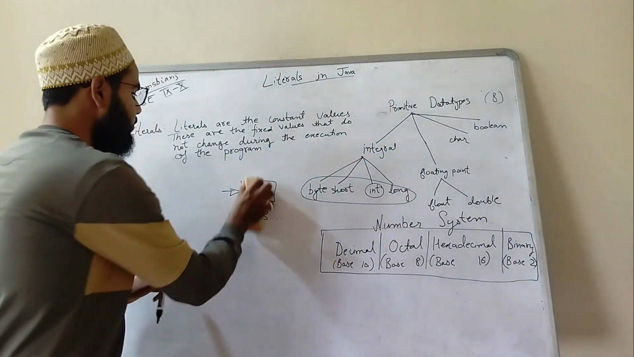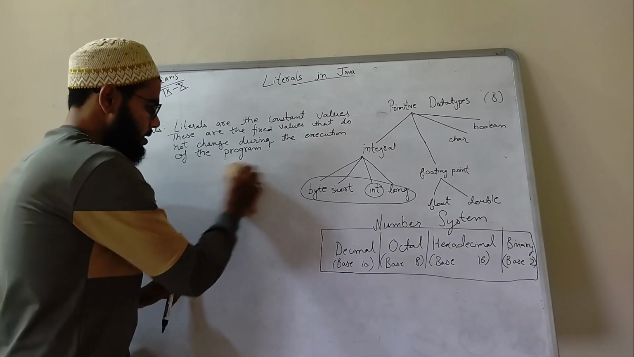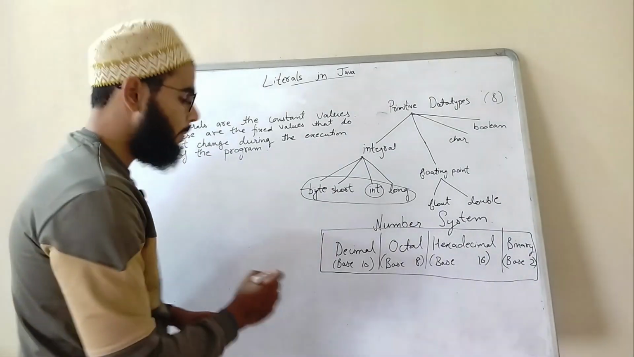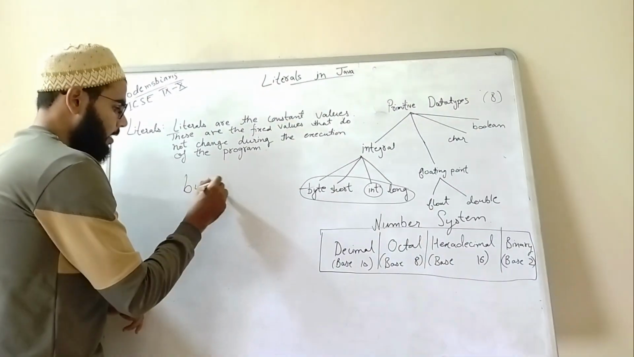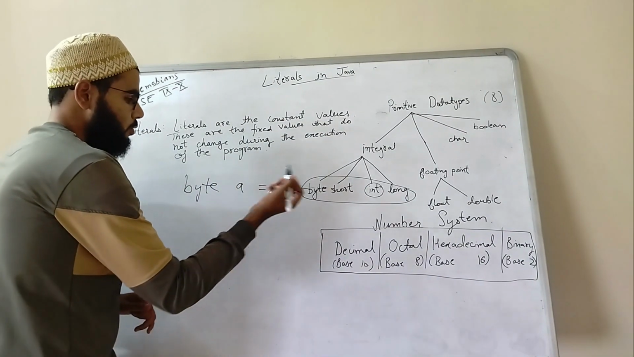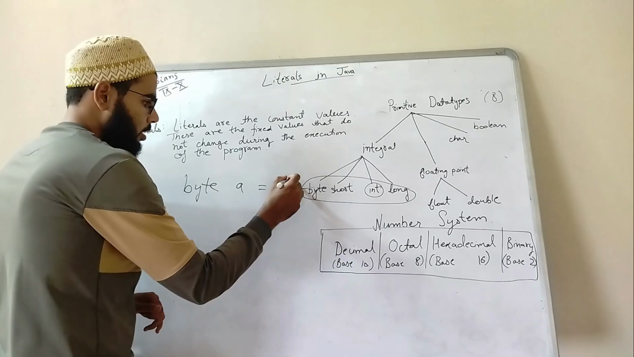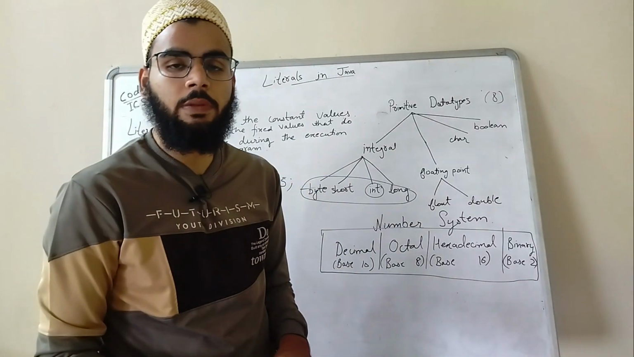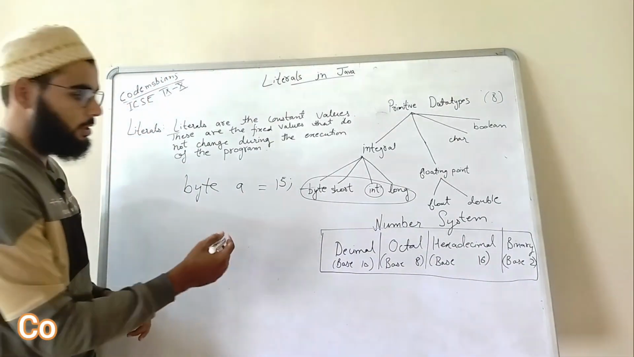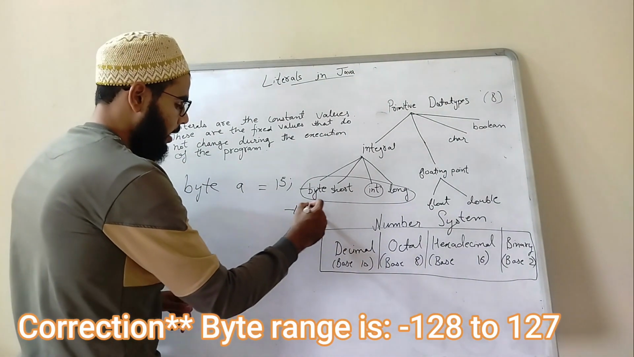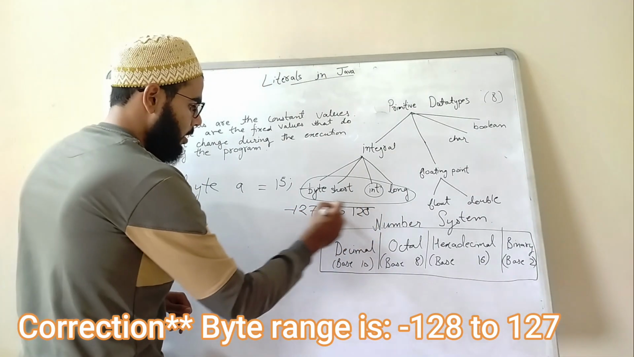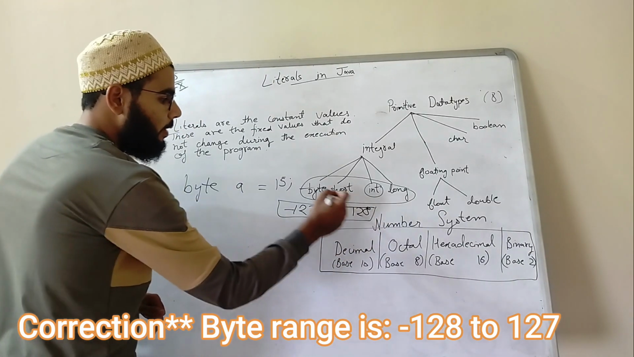Now see, let me erase this. I am writing here byte, B-Y-T-E, and this is a data type. We give it a variable, let's say a, which equals 15. Is this acceptable? Yes, it's acceptable. So what numbers are not acceptable? Byte has some range, which is minus 128 to 127. All these numbers come in the range of byte.